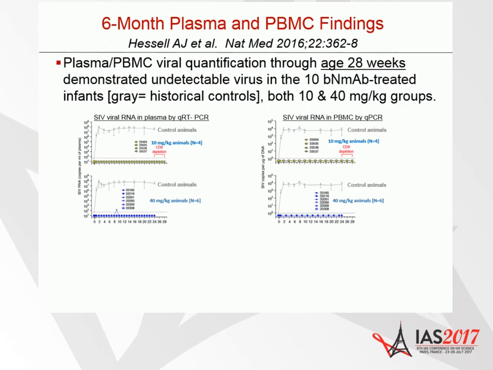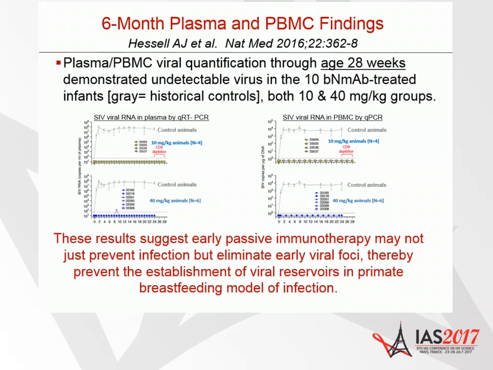And then if we move to the 6-month findings, and you look at viral quantification through age 28 weeks, undetectable virus was seen in the 10 antibody-treated infants compared to what you see in the gray historical controls, which is a very big increase by day 1. And that was true in both the 10 and the 40 milligram per kilogram groups. So these results suggest that early passive immunotherapy may not just prevent infection, but could possibly eliminate early viral foci, thereby preventing establishment of viral reservoirs, at least in this primate breastfeeding model of infection.